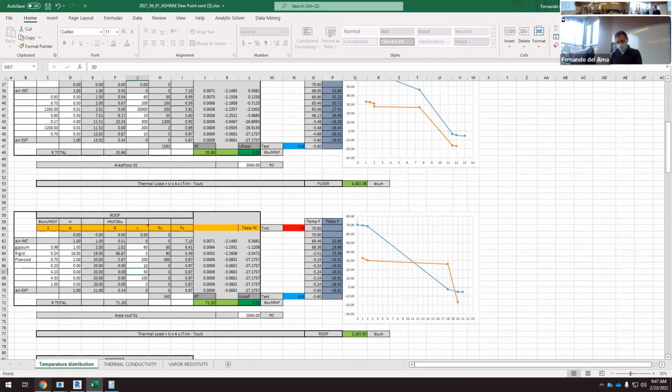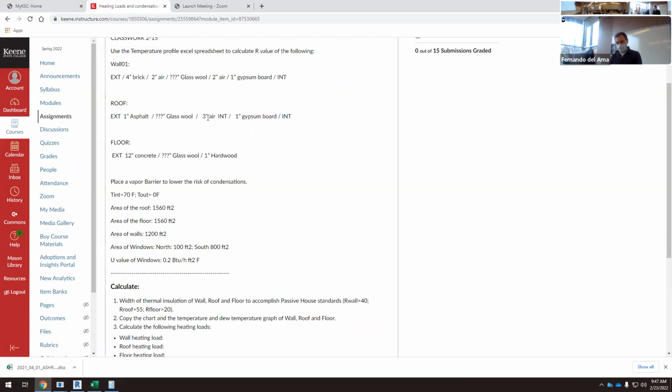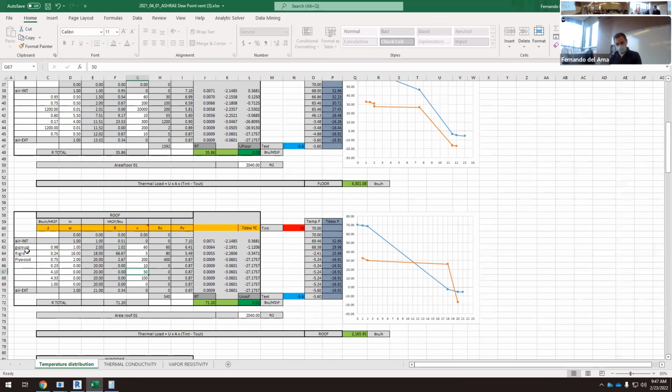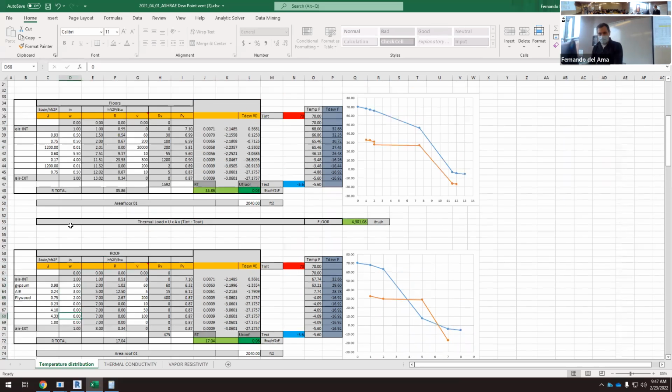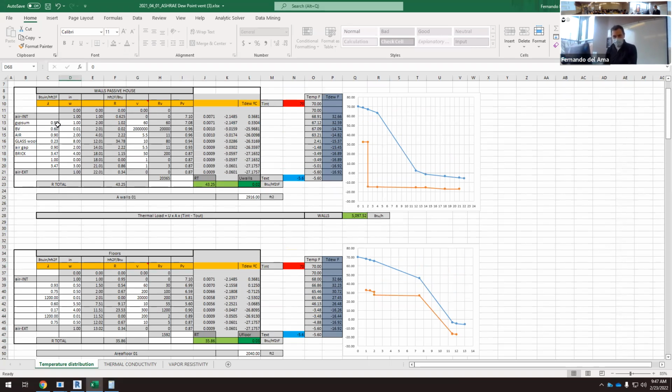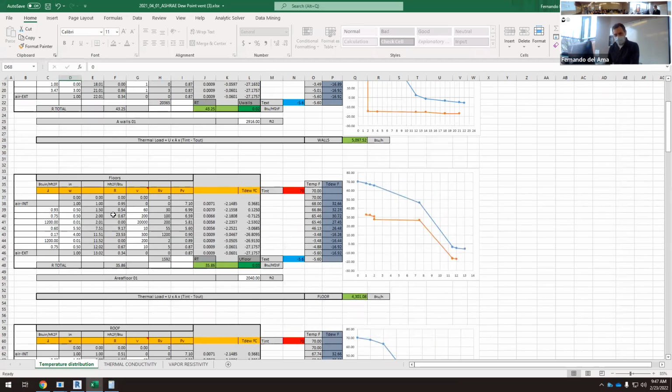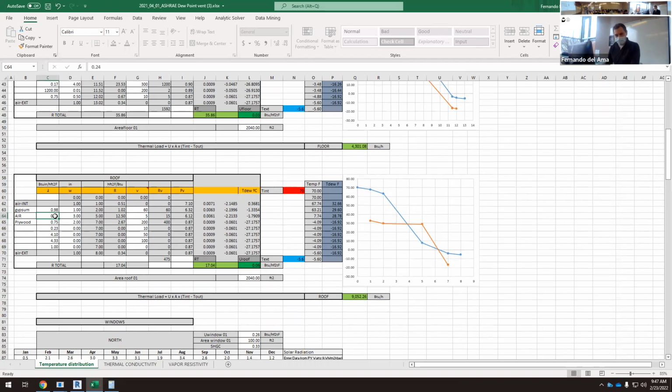Okay. Then next layer is 3 inches of air. So we have the second layer is air. It's 3 inches. And what's the thermal conductivity of the air gap is 0.9 and 5.5. Okay, so the air is 0.9 and the vapor resistivity 5.5.